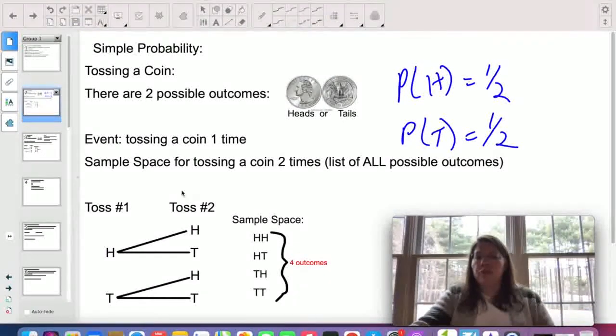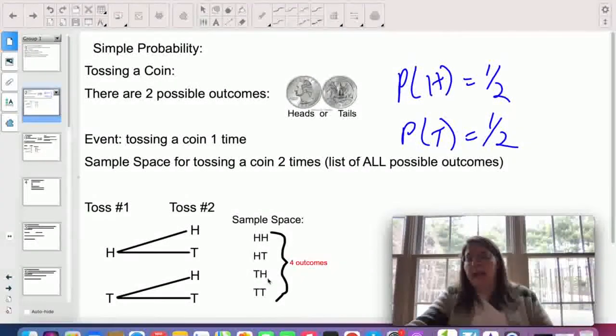So for toss number 2, if we got a head the first time, then the second coin should be either a head or a tail. If we got tails the first time, then our second toss would be, again, a head or a tail, leaving us with 4 possible outcomes of this particular double coin toss. We could get both heads, we could get a head then a tail, we could get a tail then a head, or we could get both tails. So there are 4 separate possible outcomes for tossing a coin 2 times.